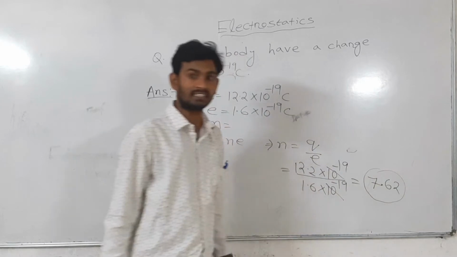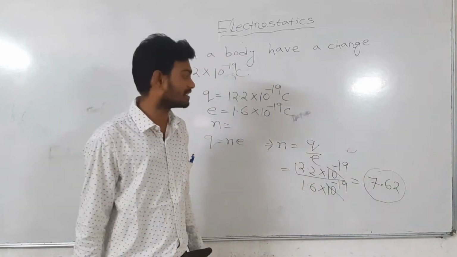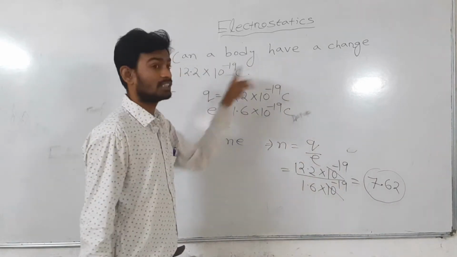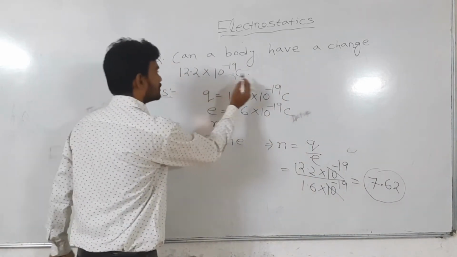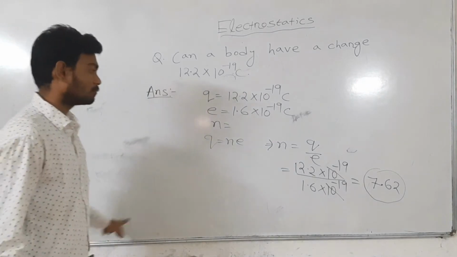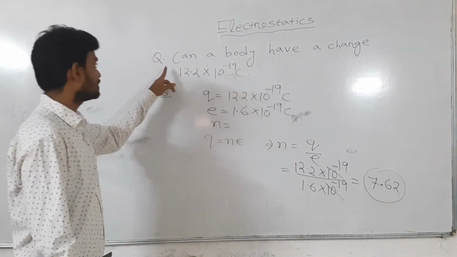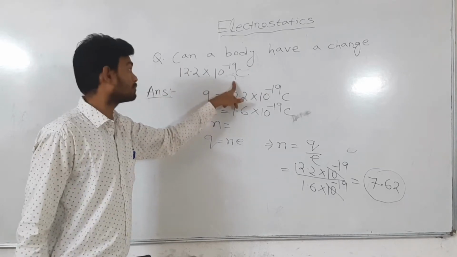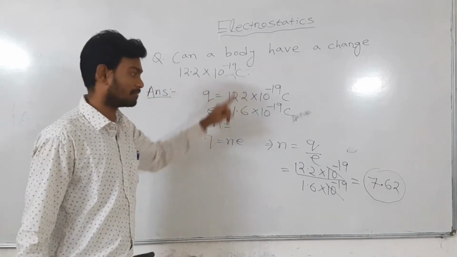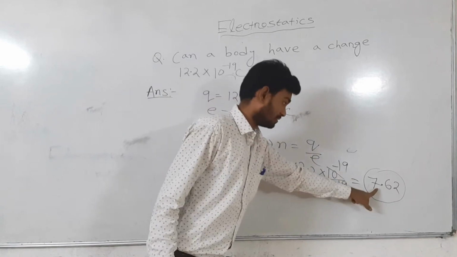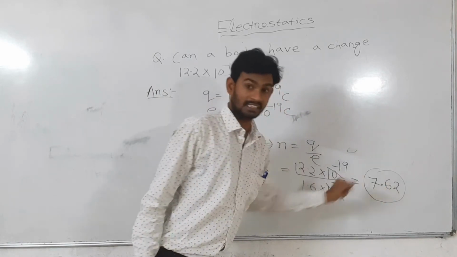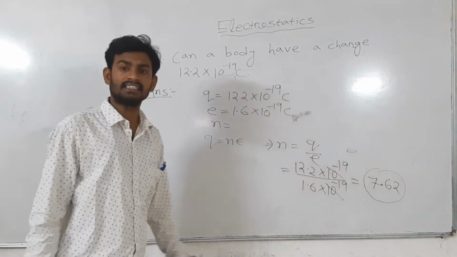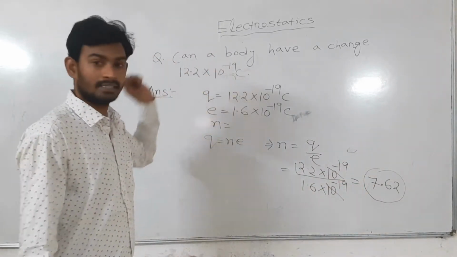But according to the quantization principle, N must be an integer, it cannot be a decimal number. That's why this body cannot have a charge of 12.2 into 10 to the power minus 19 Coulomb. You have to write here: the body cannot have a charge of 12.2 into 10 to the power minus 19 Coulomb because N is equal to 7.62, which is a decimal number and not an integer. So the answer is like that.